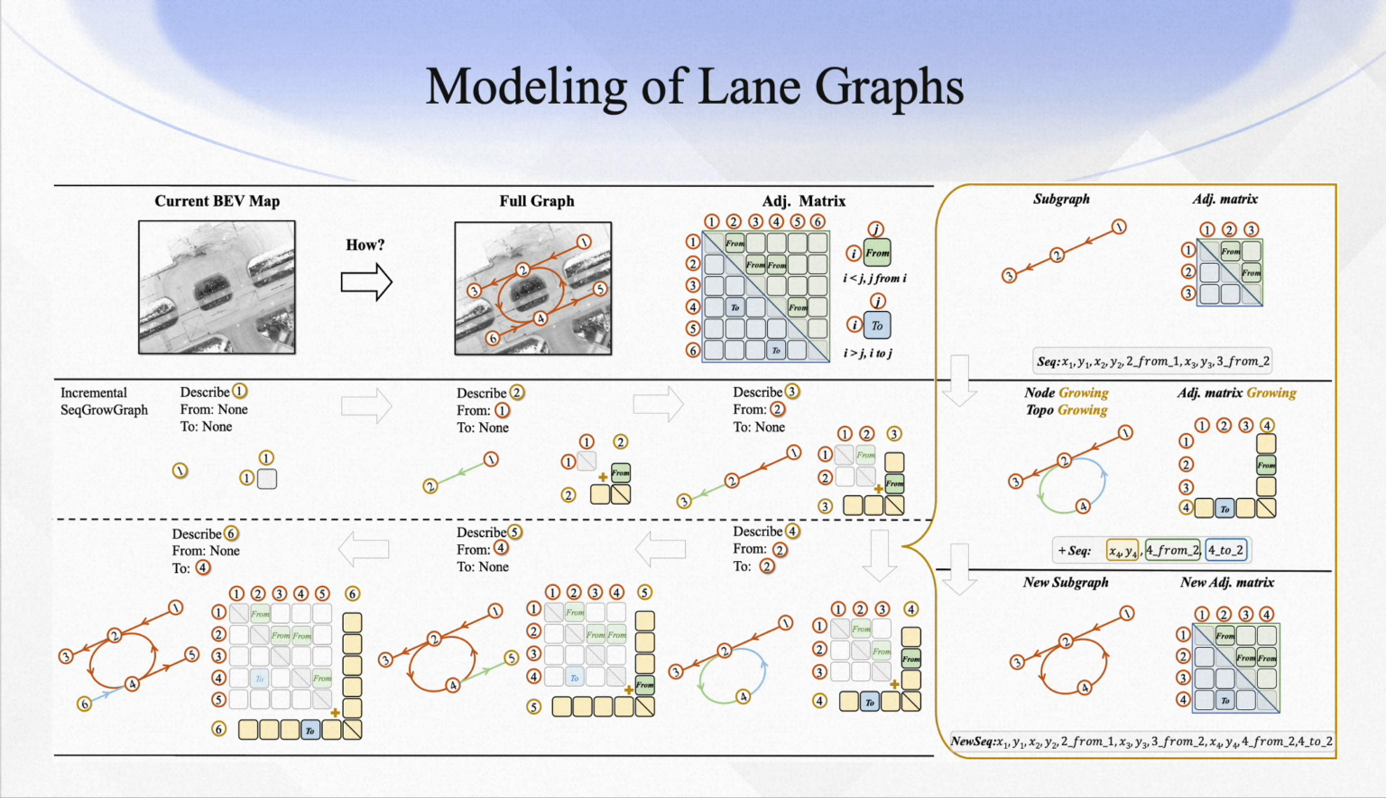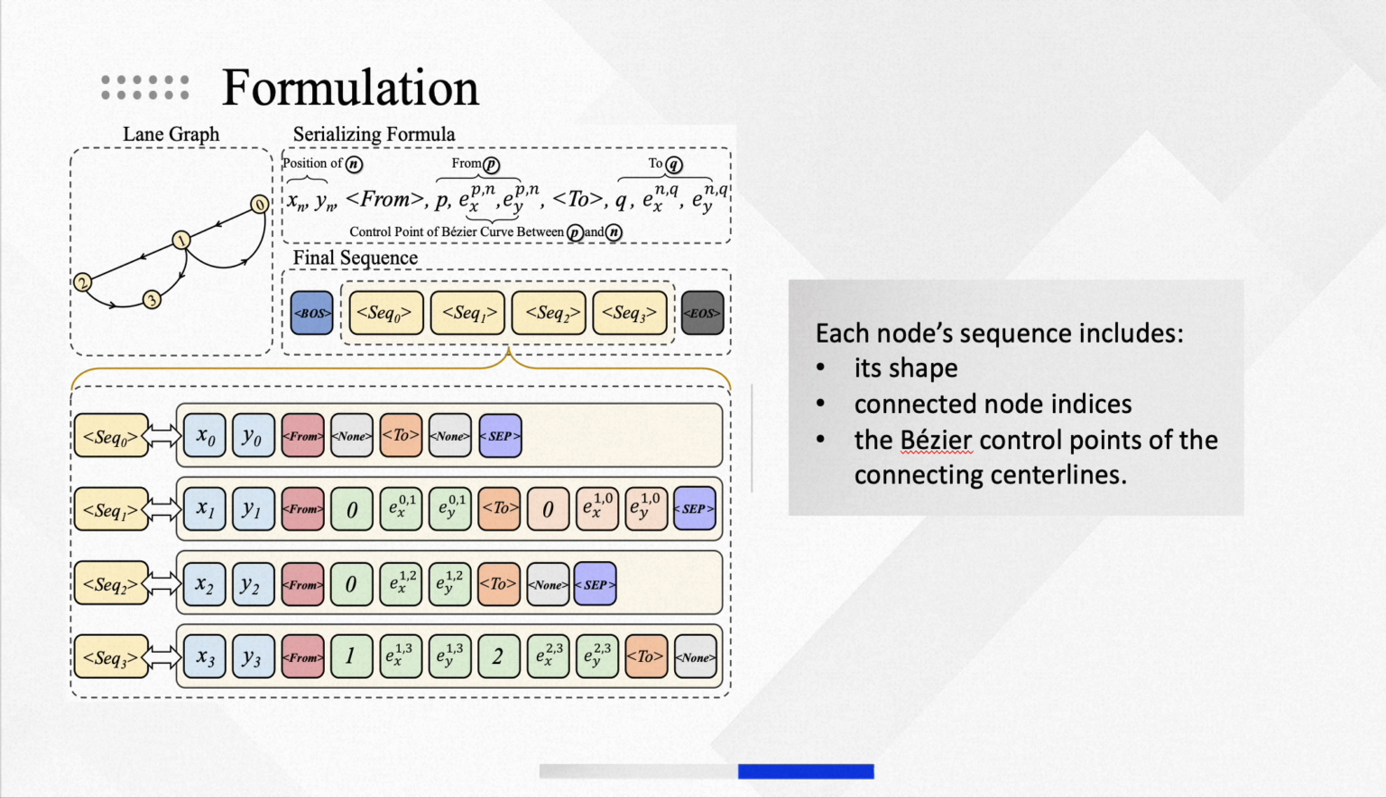The order in which nodes are added follows a depth-first search strategy. The figure shows the sequence structure of SeqGrowGraph. Each node's sequence includes its shape, connected node indices, and Bezier control points of the center lines. By concatenating these, we form the target sequence. This serialization offers a flexible yet compact representation of topology, preserving key graph-level information.